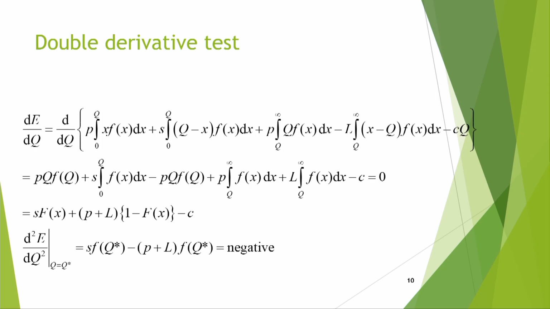So, dE by dQ is already written like this. Now, differentiate again with respect to Q one more time, d square E by dQ square, at Q equal to Q star, and this becomes S f(Q star) minus P plus L f(Q star), and this is obviously a negative quantity, because P plus L will be more than S.